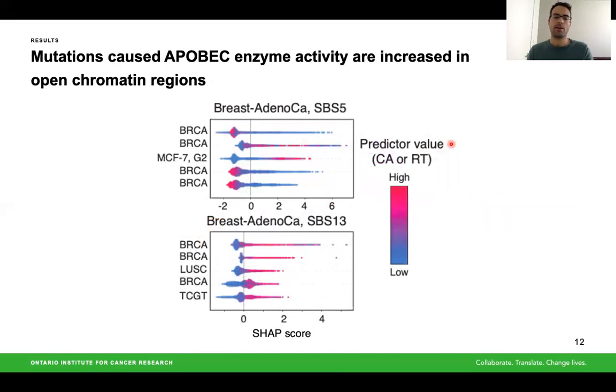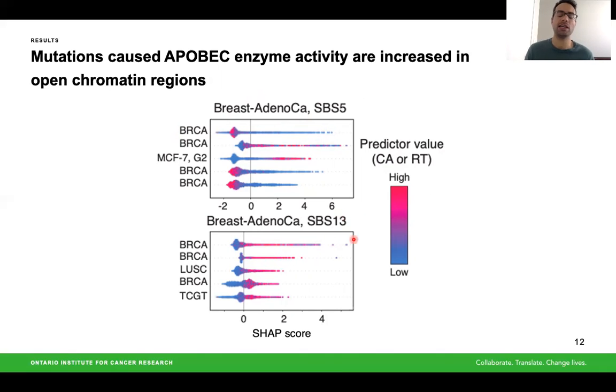And then if we examine the SHAP score for specific signatures in specific cancer types, we can look at signature 5 and signature 13 in breast adenocarcinoma. Signature 5 is of unknown etiology, but it is clock-like, meaning that it increases with age. And we see that the most predictive chromatin track of this signature in this cancer type is derived also from breast adenocarcinoma. But importantly, open chromatin regions are depleted in mutations, while closed chromatin regions are leading to increased mutation rates within our model, which is expected.